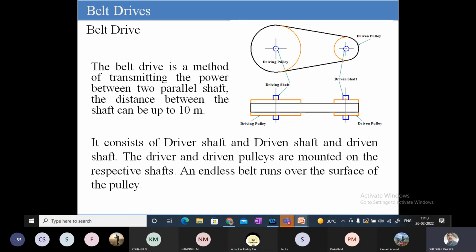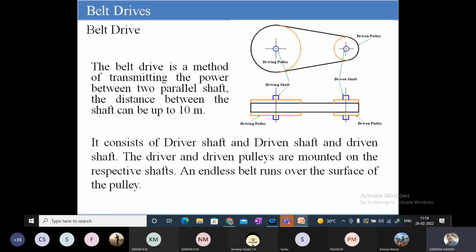Of course, the belt drives are not positive drives. In the previous class, we have studied what is the meaning of positive drives. Please do not think that negative drive it is. There is no word called negative drive. The positive drive is the one which will be having a perfect velocity ratio. If the driver pulley is rotating n rotations, then what would be the rotations of the driven pulley? We can easily calculate. That is called as the positive drive.